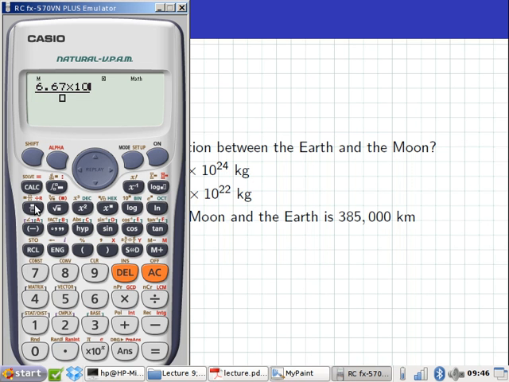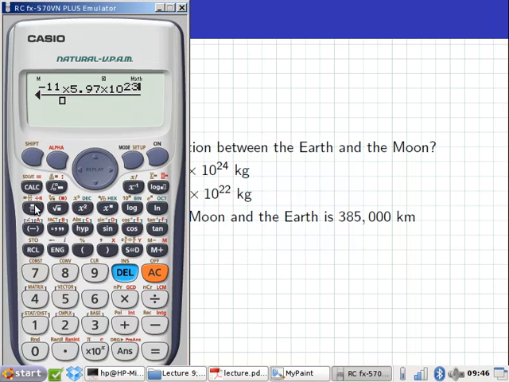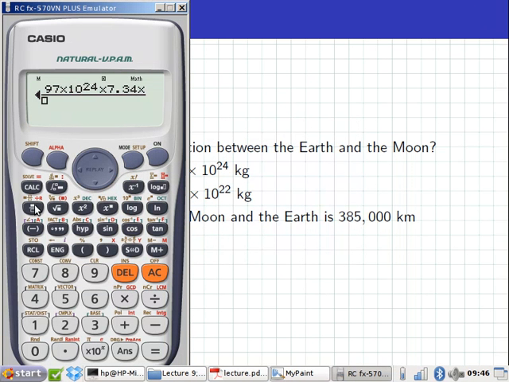6.67 times 10 to the minus 11 times 5.97 times 10 to the 24 times 7.34 times 10 to the 22 over 3,850,000. Pretty big force. What's wrong?